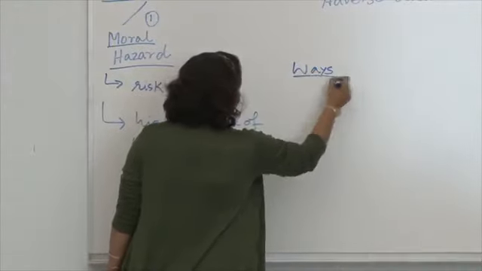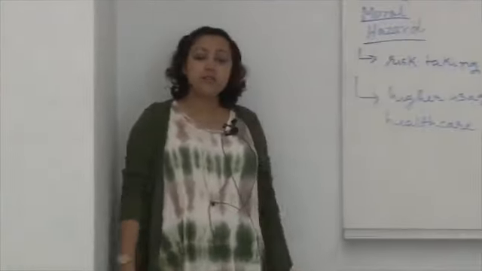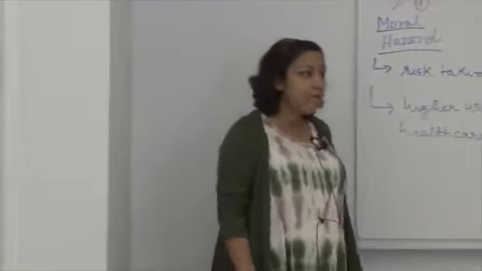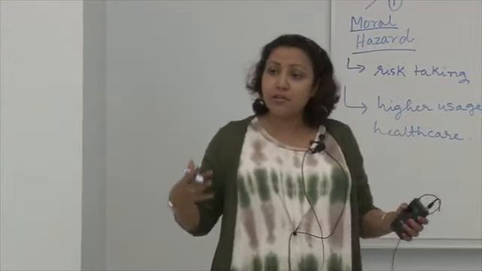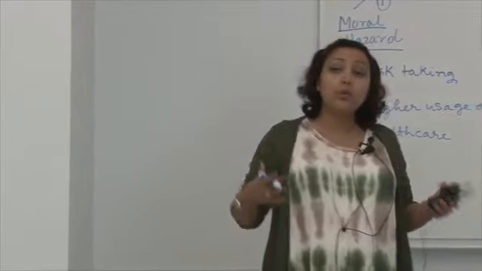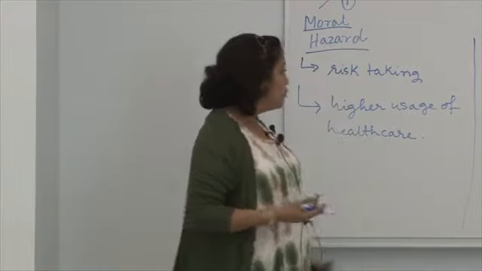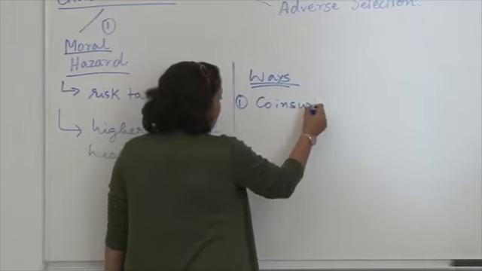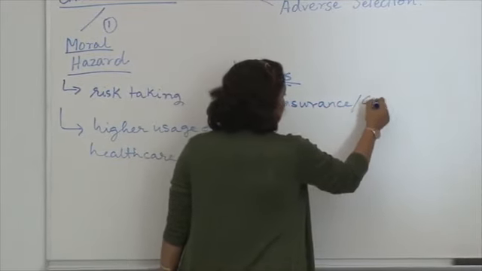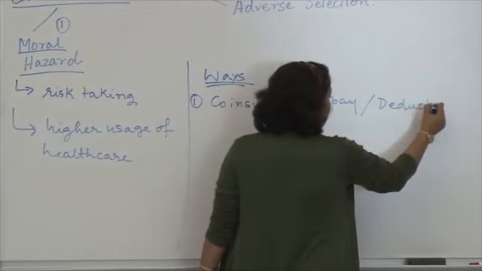Very good. So one way to address moral hazard will be to have different stipulations within the insurance policy which make a person a little bit more sensitive towards the price, right? And what could those be? The first, of course, co-insurance, co-pay, deductibles.